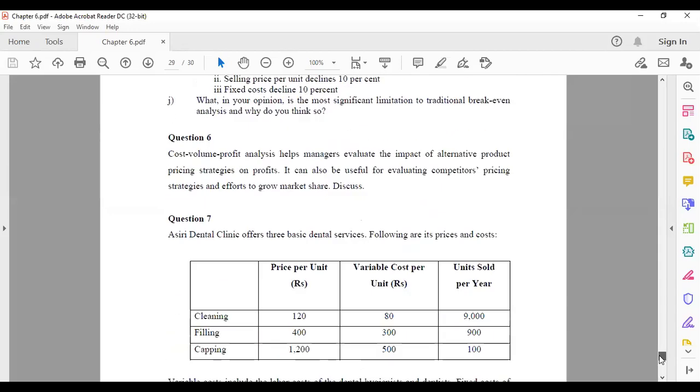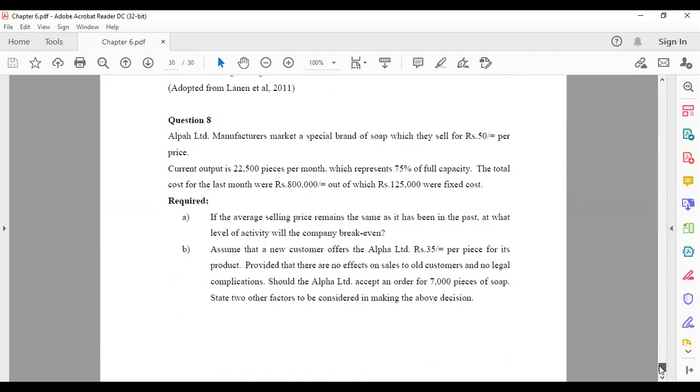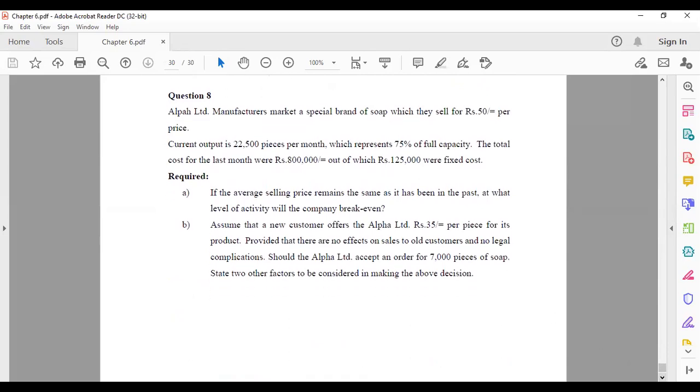Okay, so now we come to the one last question. So with that, we finish the discussion on this. It's a very easy question. So just take 5 minutes time and look at question number 8. It's from short-term decision making.